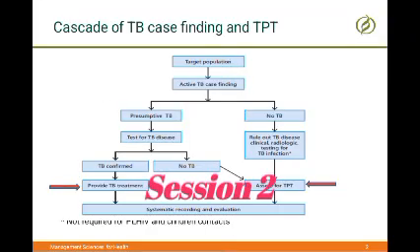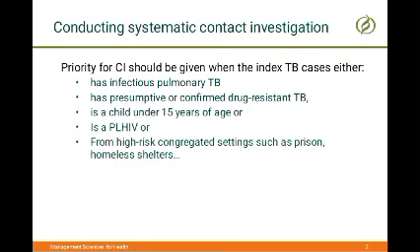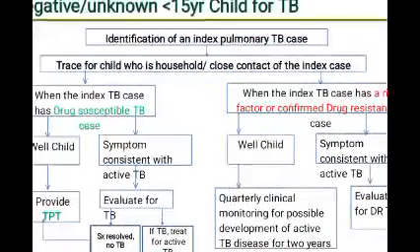Cascade of TB case finding and TPT. Algorithm for contact screening and screening of HIV negative or unknown less than 15-year child for TB. Identification of an index pulmonary TB case. Trace for child who is household or close contact of the index case.